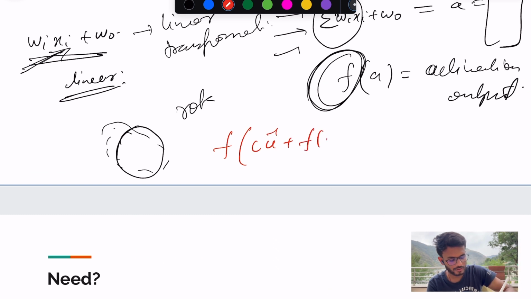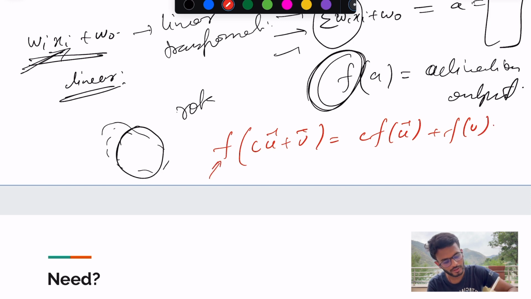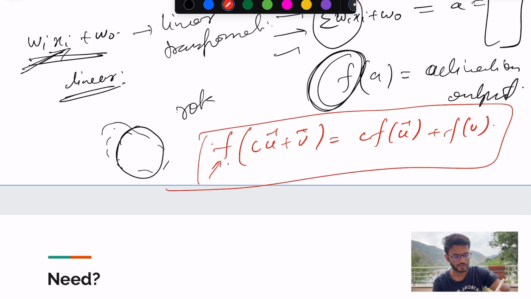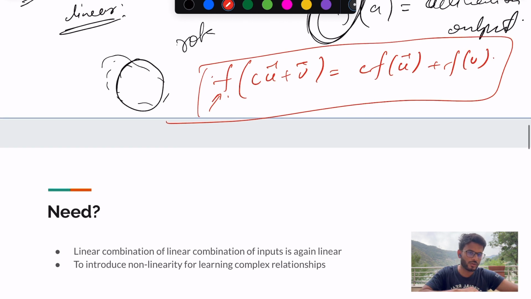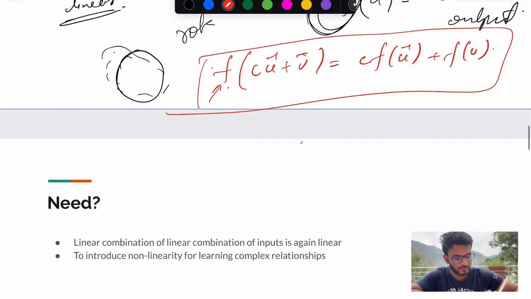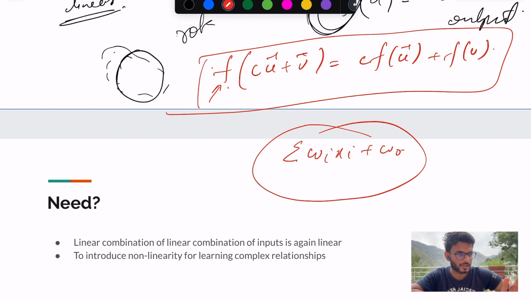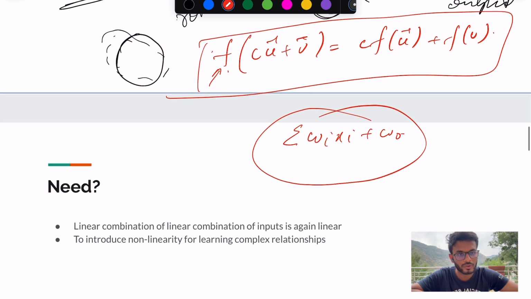If a function is linear, then f of cu plus v should be equal to c times f of u plus f of v. If f is a linear function, it should satisfy this particular equation, and matrix multiplication does satisfy it, so it is called a linear function. So what was the need of bringing activation function into the picture if this particular summation, wi xi plus w naught, the matrix multiplication transformation, was working fine? Why was there a need to introduce another function, the activation function?